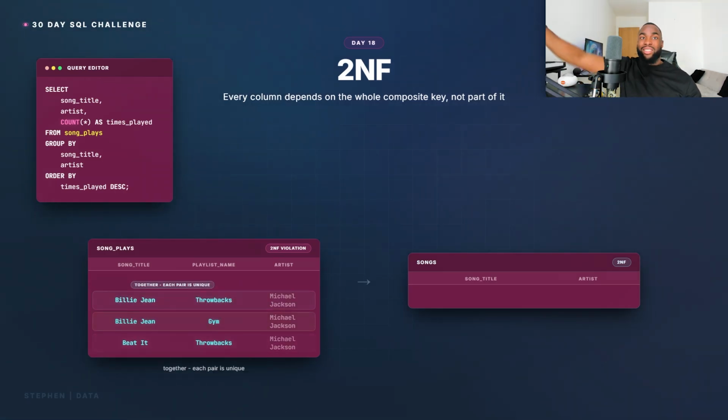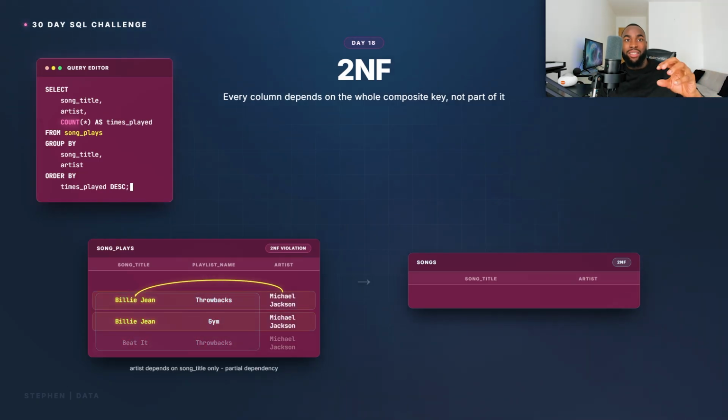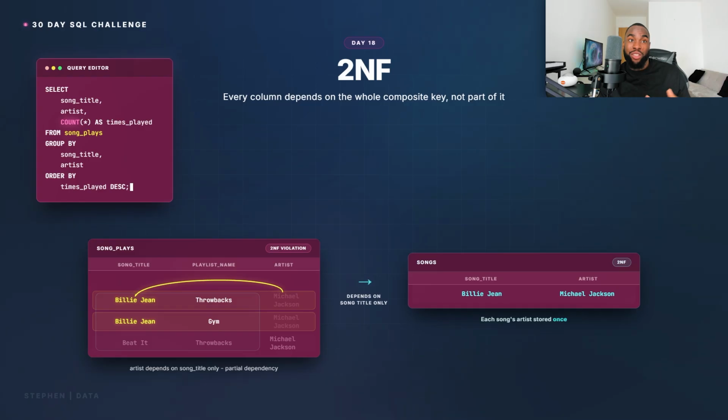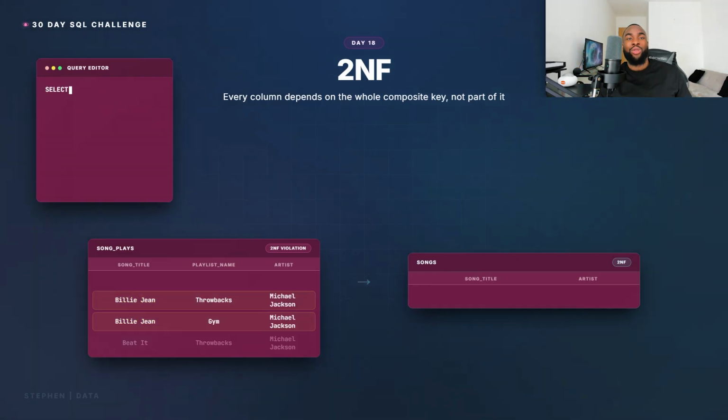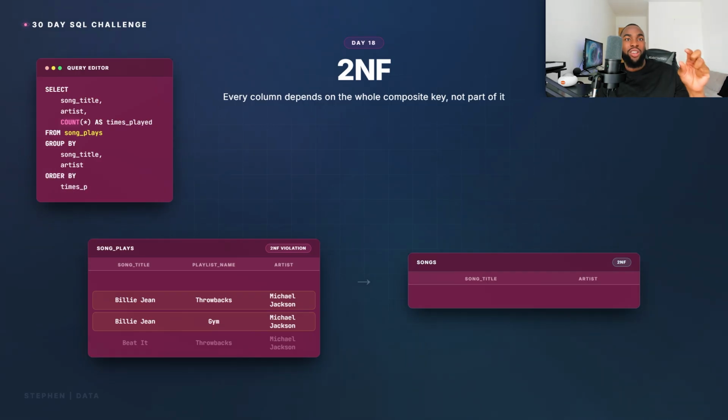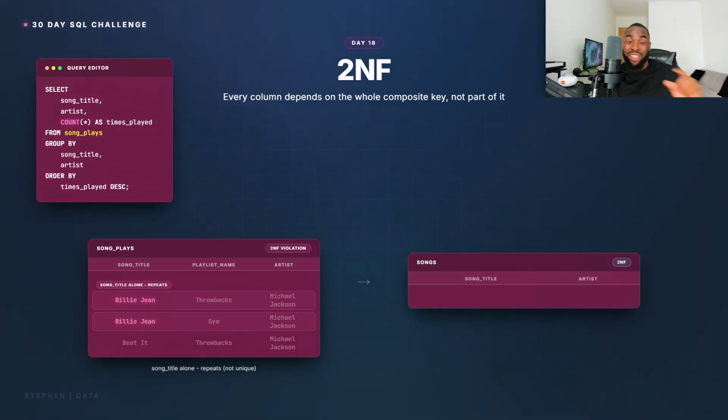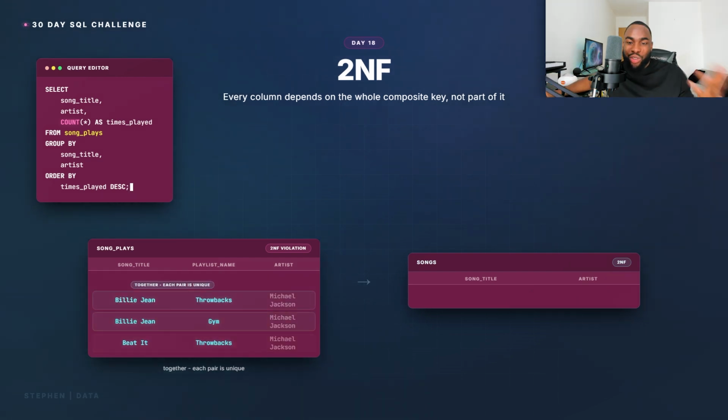Okay, so for example, let's say you put my name in. Let's say you update the playlists on one row and you say that I'm the creator of Billie Jean, so the artist is Steven. What's going to happen now is you're going to have one row that says the artist of Billie Jean is Steven, and another row that says the artist of Billie Jean is Michael Jackson. So that means the table is contradicting itself.